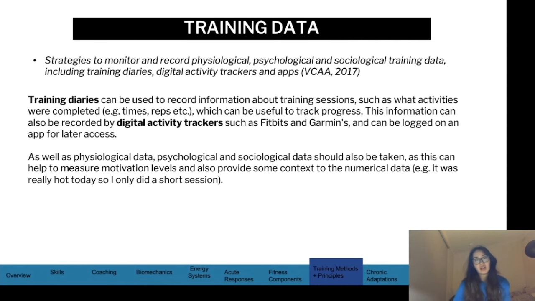Okay, so in terms of training data, training diaries can be used to record information about training sessions, such as what activities were completed. So things such as a digital activity tracker, like a Fitbit or a Garmin.